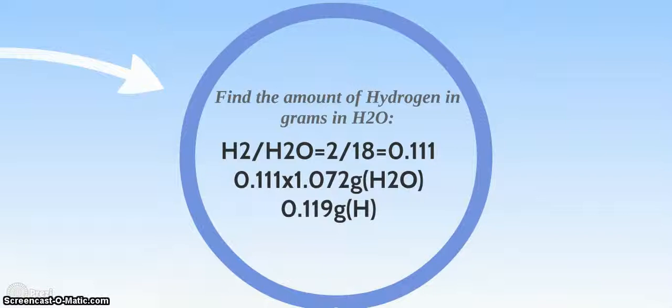Now we simply do the same for H2O to find the amount of hydrogen in grams. We find the percent composition of how much H is in H2O. We find that about 11% of water is hydrogen. We then multiply that by the amount of H2O in the reaction, which is 1.072 grams, to get the total amount of hydrogen.